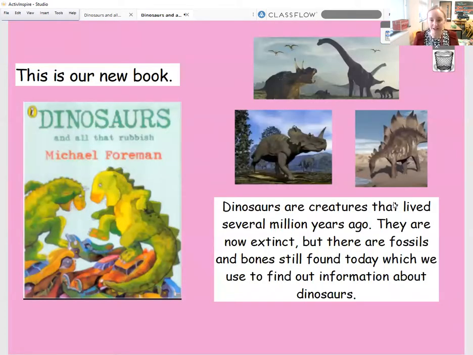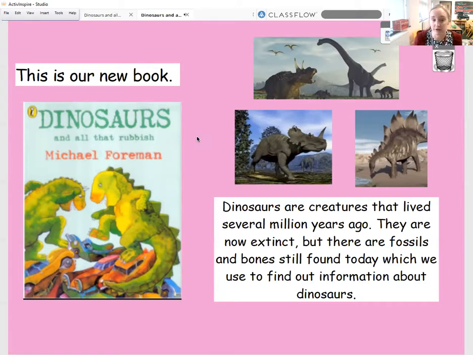So, should we have a little look at our new book today then? So this is our new book here up on the screen, and our new story is called Dinosaurs and All That Rubbish. And it's by an author called Michael Foreman, who some of you might have heard of before. The book, fortunately, is by him as well.